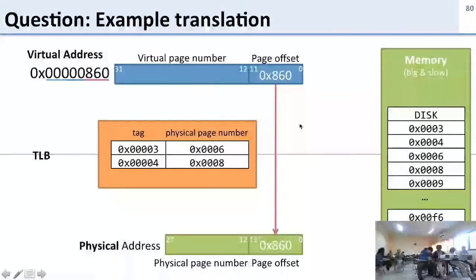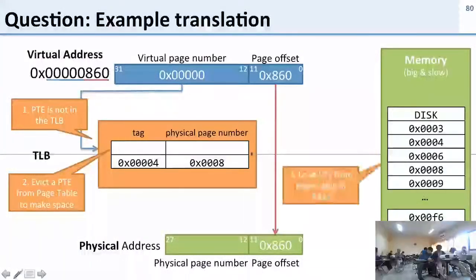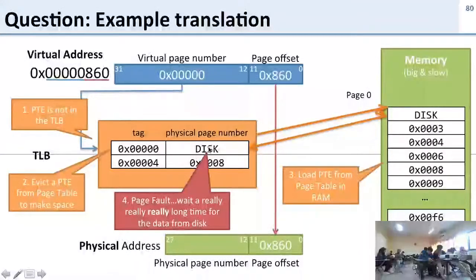So let's walk through this. Here's our page offset, it goes straight through. Here's our virtual page number. We look in our TLB. Yeah, it's not in the TLB. Okay, fine. So we're going to evict one of these. So we go ahead and evict it. And we're going to go to memory to load it from memory. So we go to our page table. We're looking at virtual page 0, so that's going to be the first page in our page table. We find it here. We load it in. And hey, it says it's on disk. So now when we try and do our translation, we get a page fault. And we have to wait a really, really long time to get the data from disk.